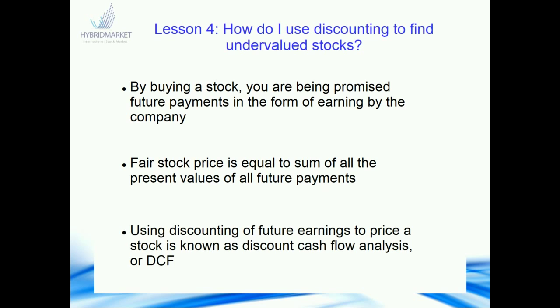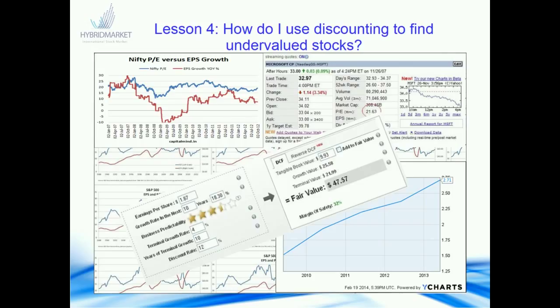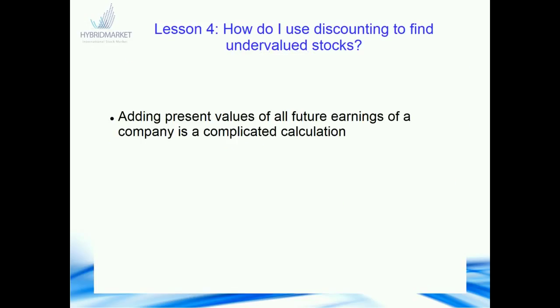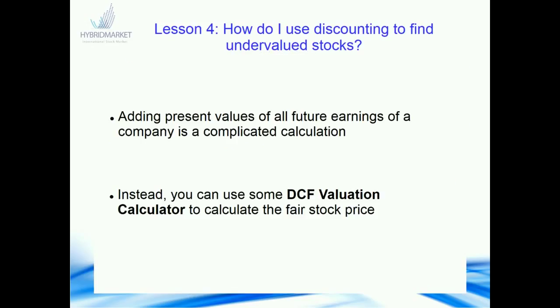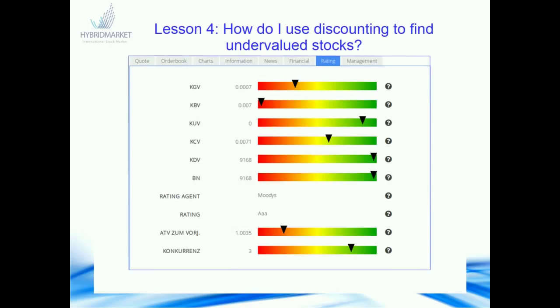Using discounting of future earnings to price a stock is known as discounted cash flow analysis, or DCF. To price a stock using expected future earnings, you would need to discount every dollar of future earnings and add them all together to get the stock price. Doing this is difficult and requires complex annuities formulas which can be hard to work with. Instead, you can simply use the cash flow stock valuation calculator to determine a stock price.